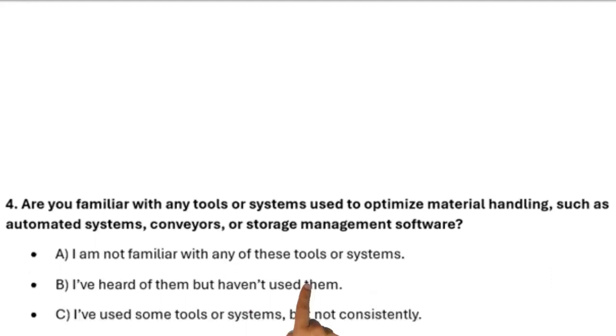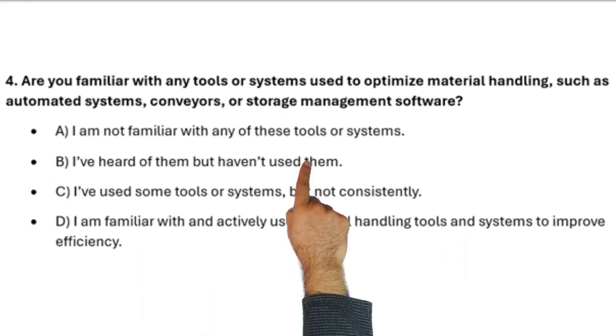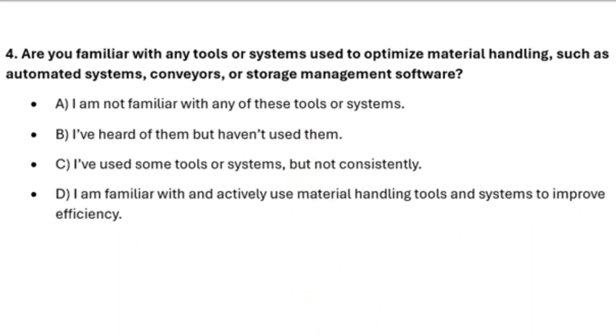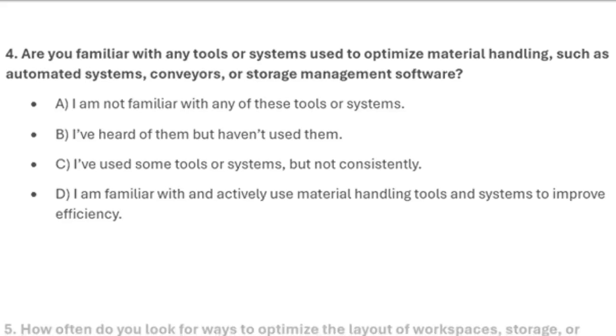4. Are you familiar with any tools or systems used to optimize material handling, such as automated systems, conveyors, or storage management software? A. I am not familiar with any of these tools or systems. B. I've heard of them but haven't used them. C. I've used some tools or systems, but not consistently. D. I am familiar with and actively use material handling tools and systems to improve efficiency.